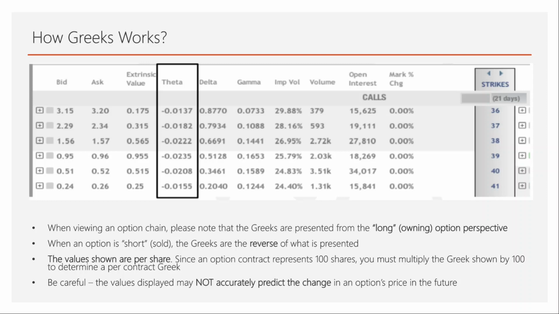Similarly, vega will tell us the demand of that specific option. When the demand is more, what will you do? Buy or sell? Sell, right? And when the demand is lesser, you'll buy.